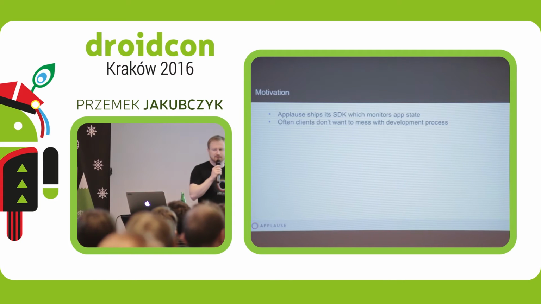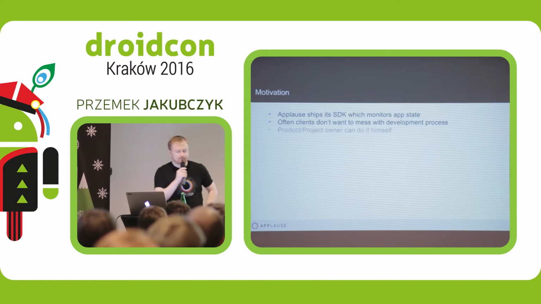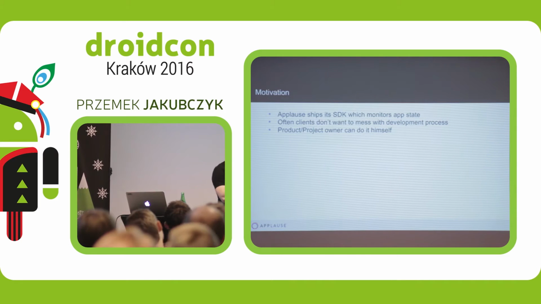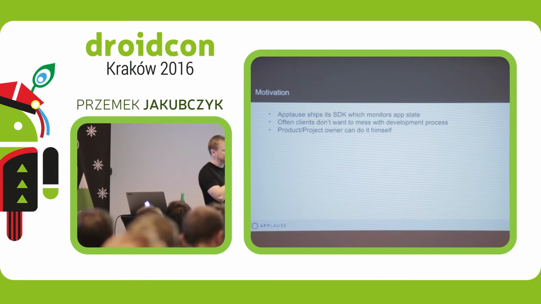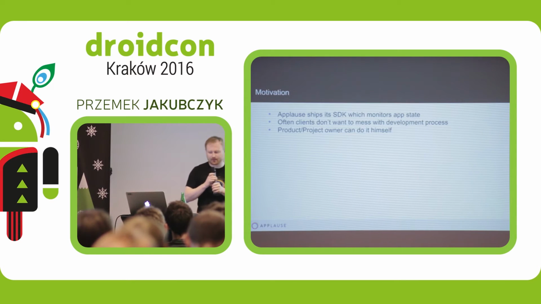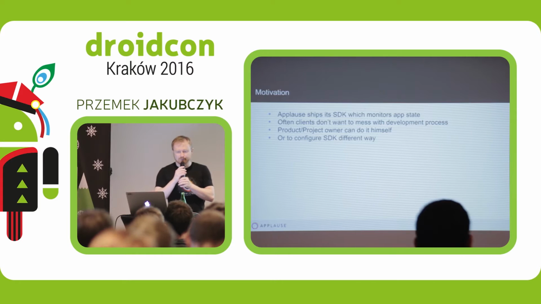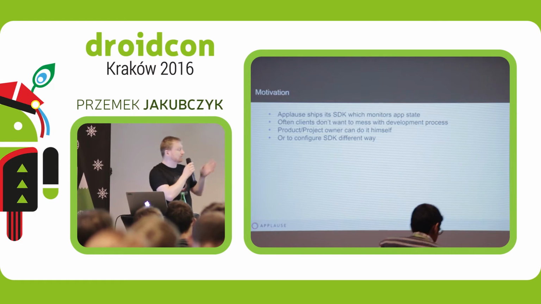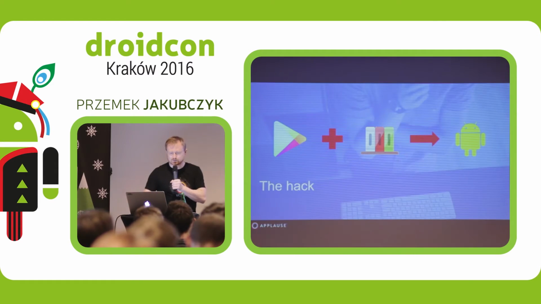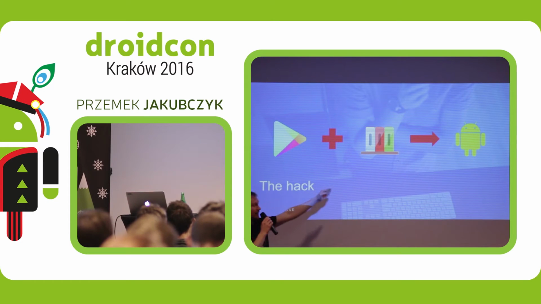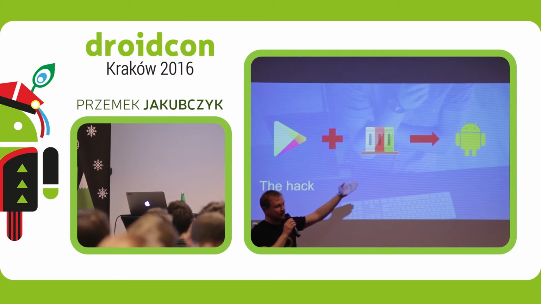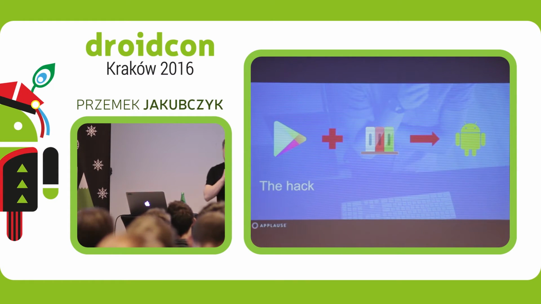So we discovered that actually it would be better to skip developers in this part. So actually the project or product owner, don't care what's the name of the company, can do it himself, or configure it a different way. All right, let's go here. So the hack is going to be about that we have a binary from the Google Play Store. We have our library, and we will produce a new APK, actually.